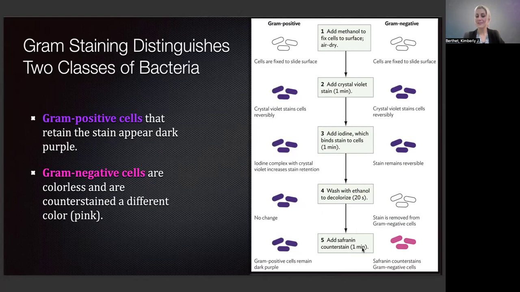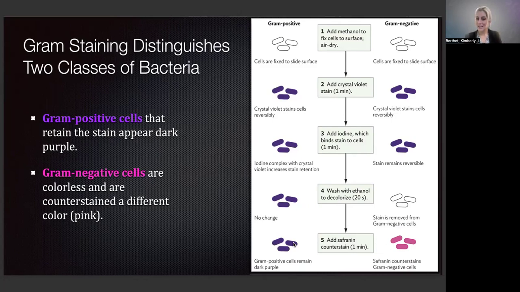Moving forward, we're going to go ahead and add what we call our counter stain. We have safranin as our counter stain, and that's going to add a pink pigmentation. So it's going to adhere to these cells, our gram-negative cells. Our cells are still negatively charged, and safranin is positively charged to adhere to it. It can adhere to the gram-positive cells as well, but if we already have purple down and we put a lighter pigment on top of it, like pink, it's not going to really be able to be visualized, and it's not going to adhere as much, as that positive-negative interaction is already taken up by the crystal violet that we see.